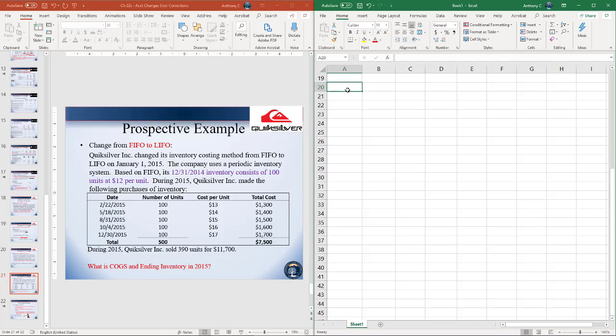So to incorporate this change, we'll again start with the formula for accounting for inventory. You start with the beginning amount, you'll add your purchases. That'll get you out to your goods available for sale. And then from there, if we subtract out our cost of goods sold, we'll end up with our ending inventory.